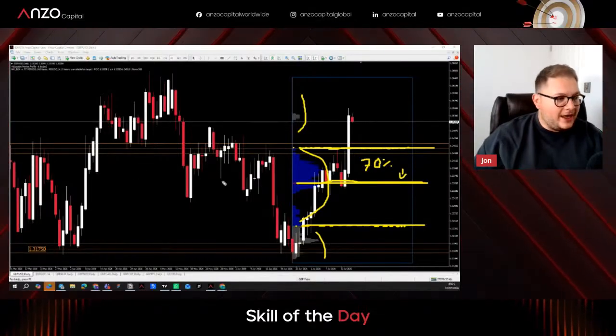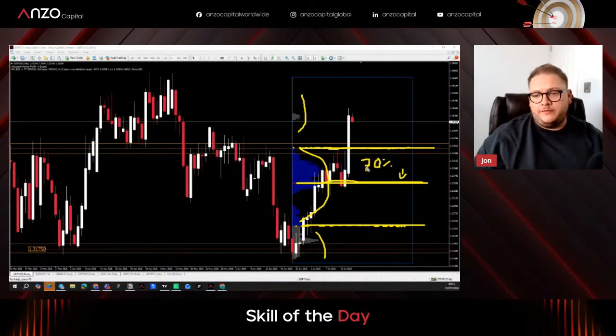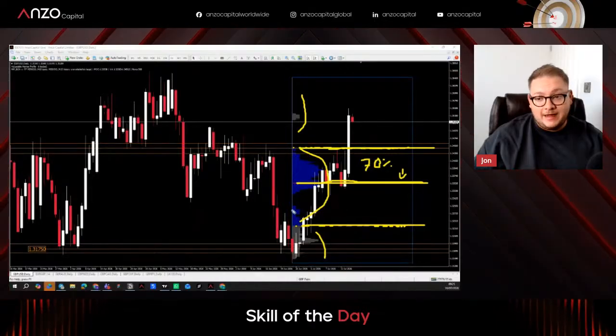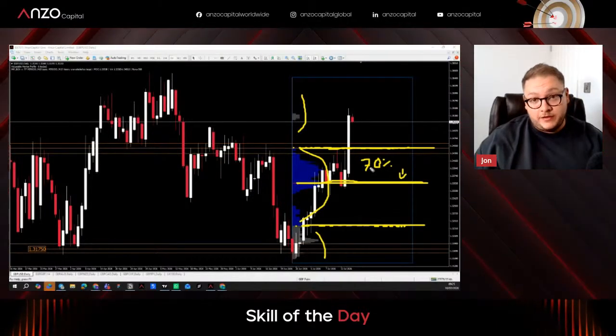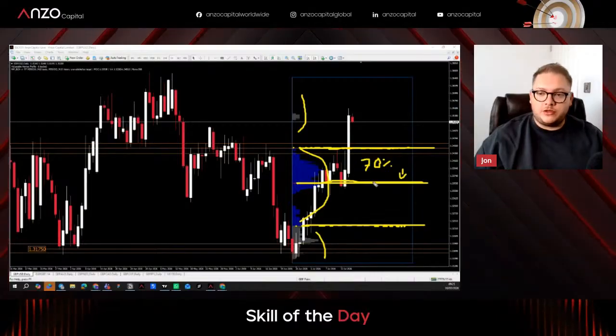Now, there are many ways to use market profile. One of the ways is to wait for a breakout of an accumulation area and a retest of either of those key levels, including the point of control.